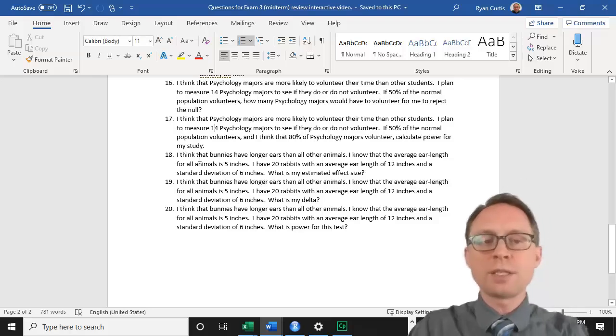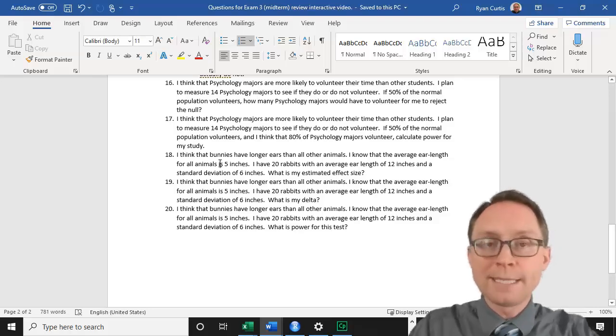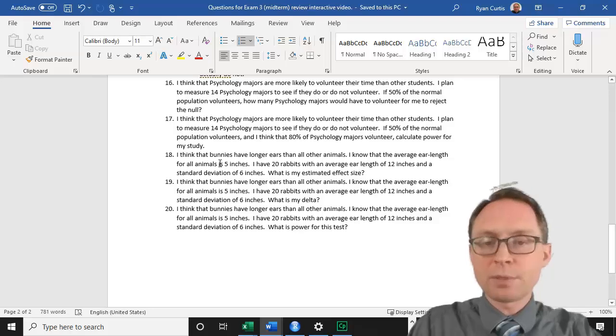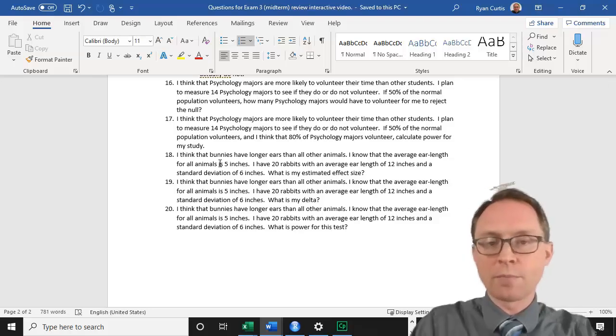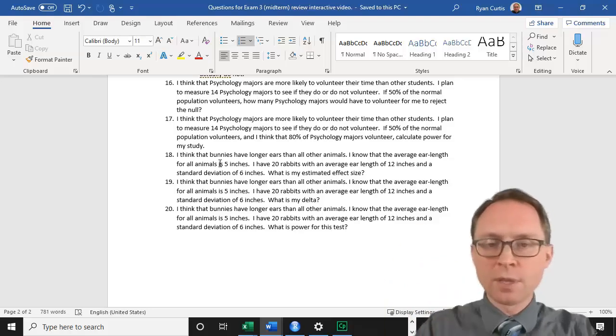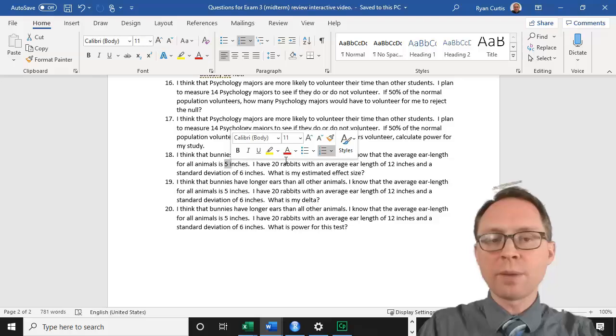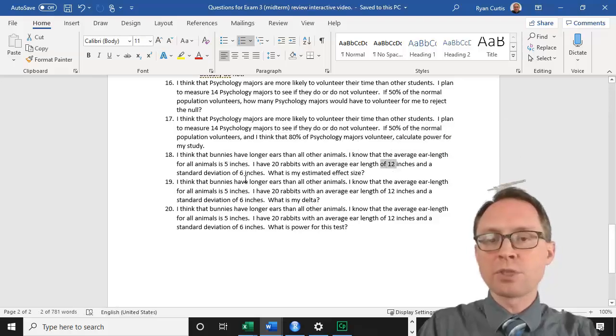So this, in case you didn't realize it, is a single sample t-test. We have to work with it because we're comparing our sample, bunnies, to the population of all other animals. We have the mean for all other animals, so that's mu, the mean for the population. Then we have the mean for our sample, which is 12, and the standard deviation for our sample, which is 6. And then we also have our n, which is 20.